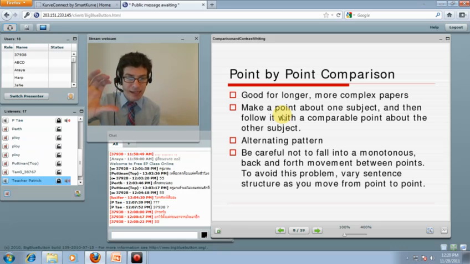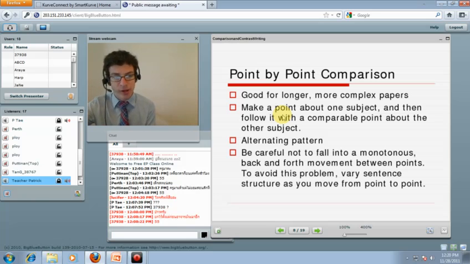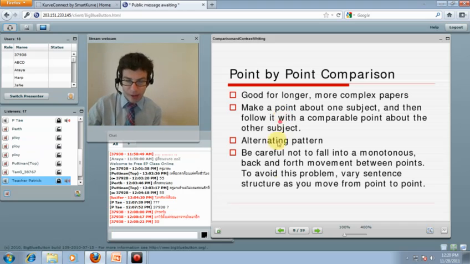You immediately compare and contrast one after the other, alternating. Talk about one book, talk about the next one. Okay, the last point of this is the most important. Be careful not to fall into a monotonous or boring back and forth movement between points. To avoid this problem, vary sentence structure as you move from point to point.